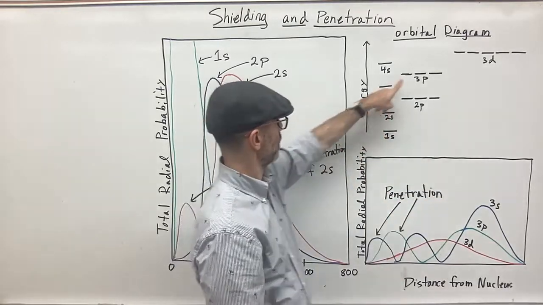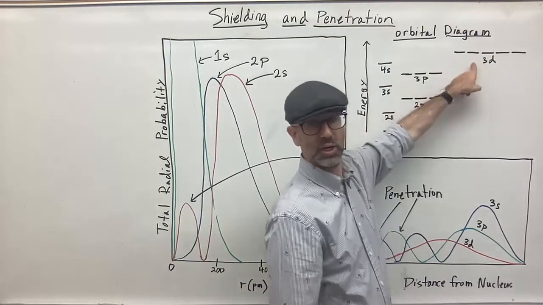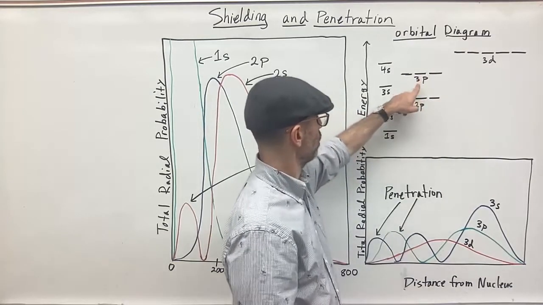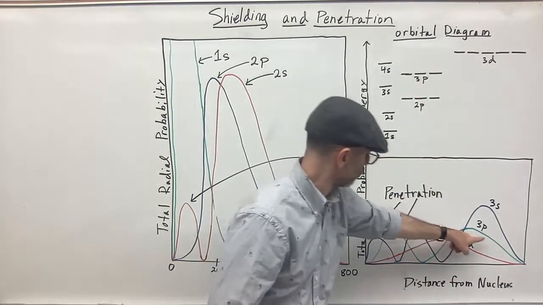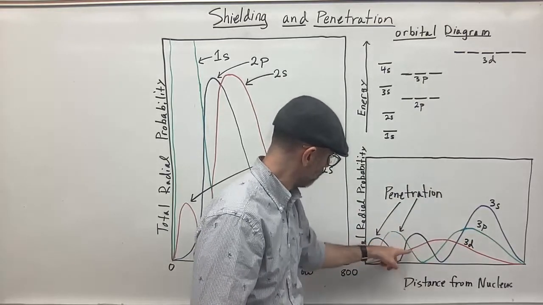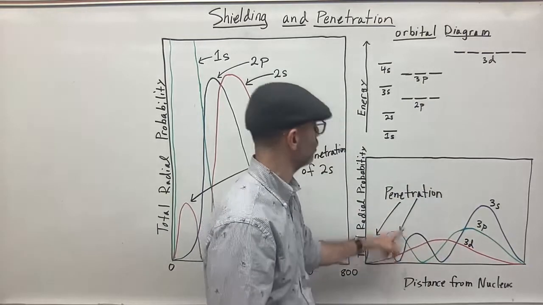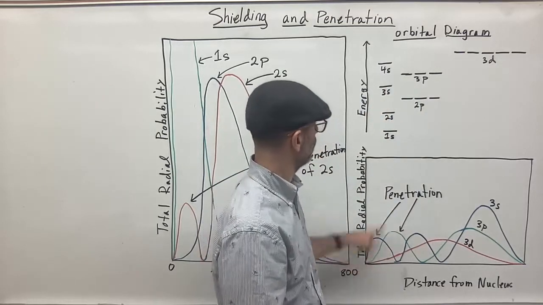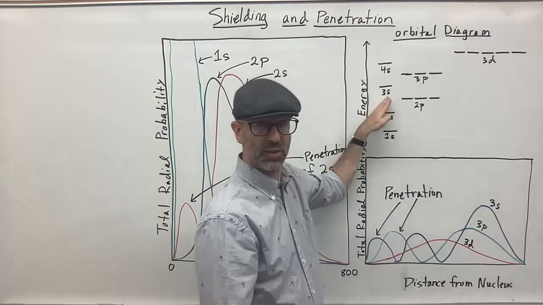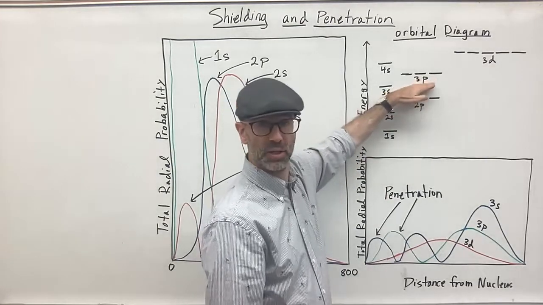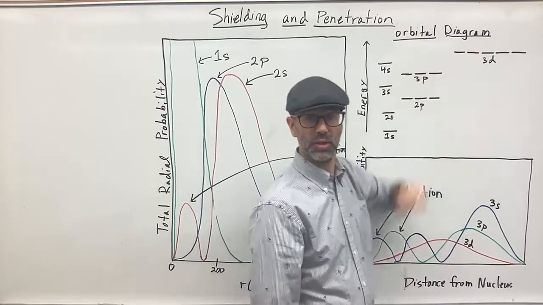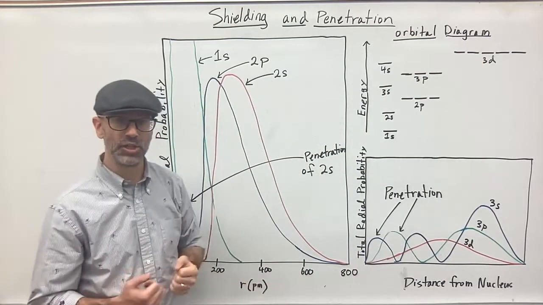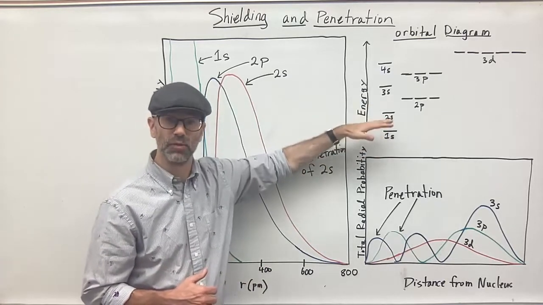And here you see the 3s, the 3p, and 3d. The 3d is higher in energy because it doesn't really have that penetrating power. The 3p, as we see here in green, has penetrating power more than the 3d, so it's going to have lower energy. And then the 3s has that penetrating power closer to the nucleus compared to the 3p. So the 3s ends up having lower energy compared to the 3p, and the 3p is lower than the 3d. And so, ladies and gentlemen, that's an explanation of shielding, penetration, and how that relates to sublevel splitting.